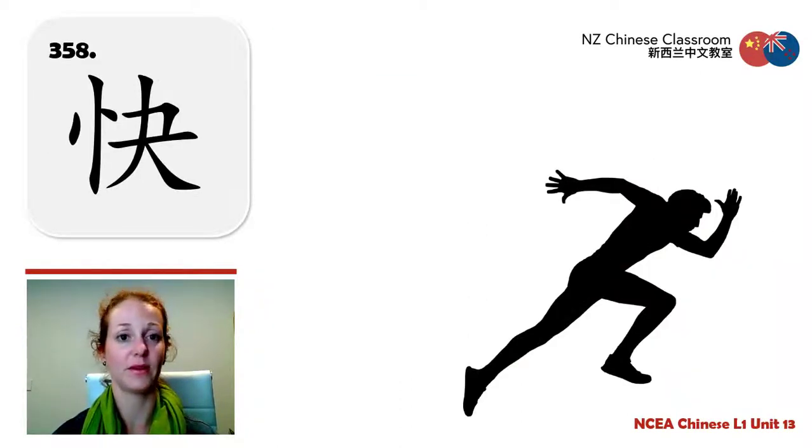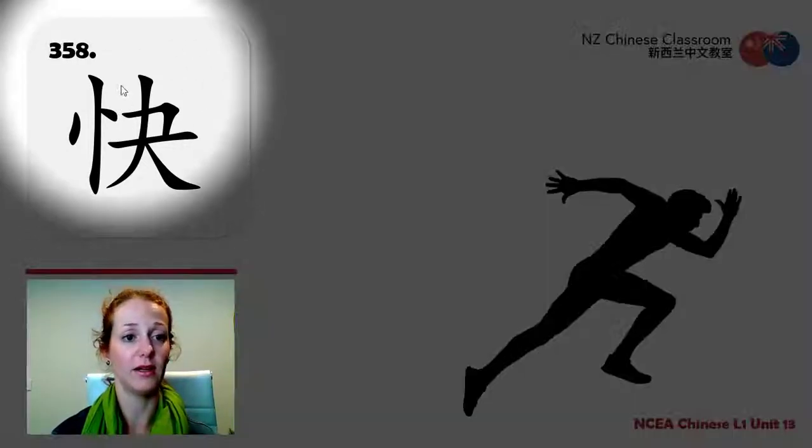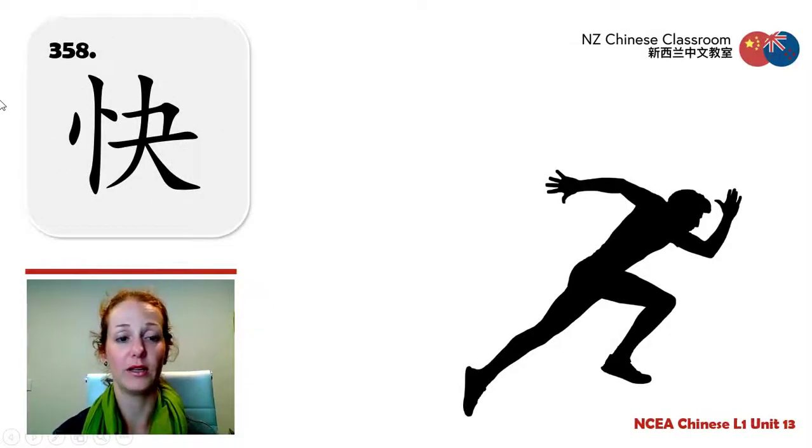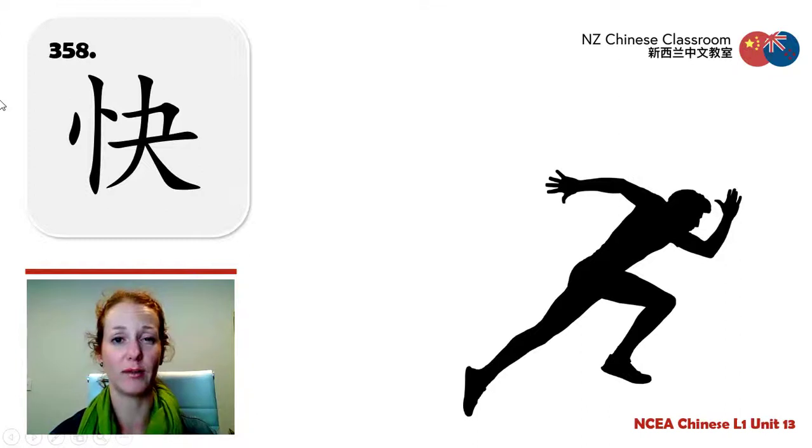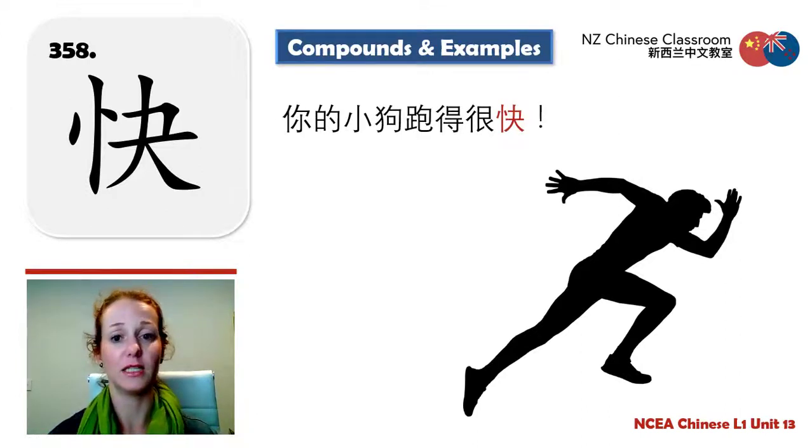快. Note the radical on the left-hand side. What radical is it? This is the heart radical. So 快, meaning very fast. So when you run really, really fast, your heart starts beating very fast as well. So think about that. 你的小狗跑得很快. Your puppy runs very quickly.